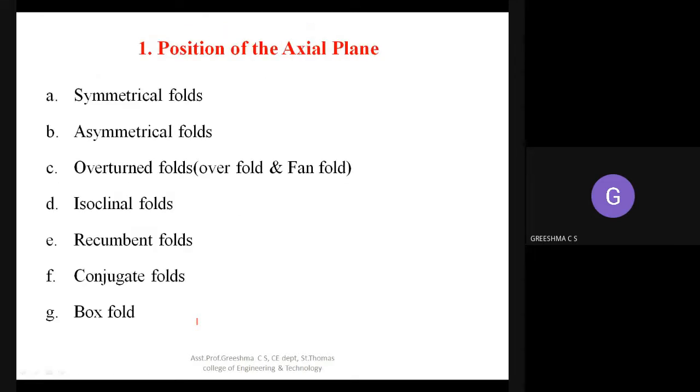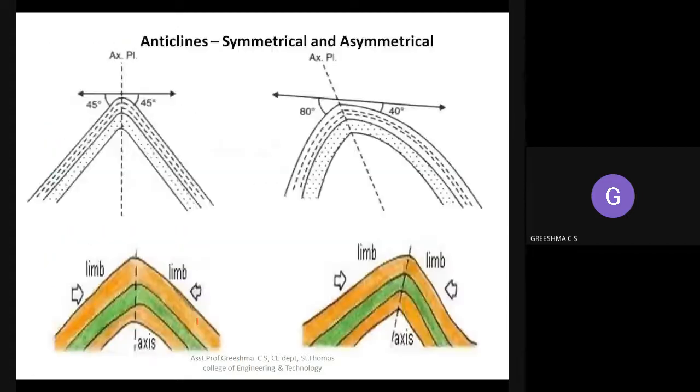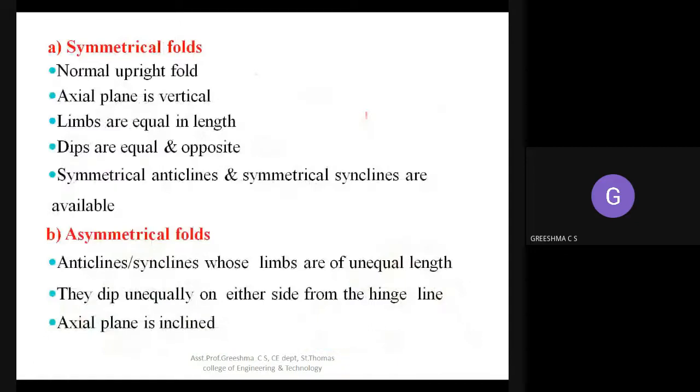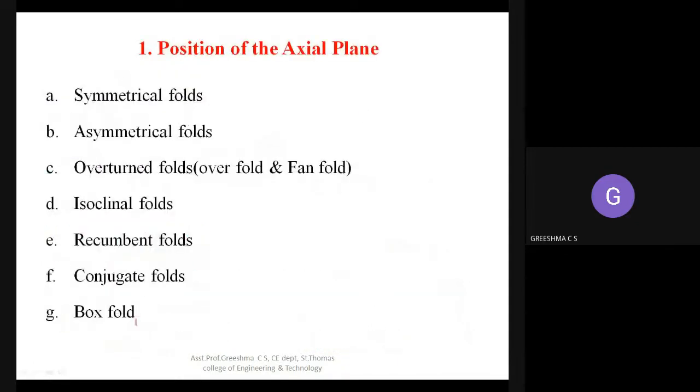Let's see the first one. The first classification of the fold is based on the position of the axial plane. So we know what an axial plane is. This is an axial plane. The plane which passes exactly through the hinge portion, or the topmost portion, is called the axial plane. Depending upon the position of the axial plane, folds are classified into around 7 types: symmetrical, asymmetrical, overturned, isocline, recumbent, conjugate folds, and box fold.